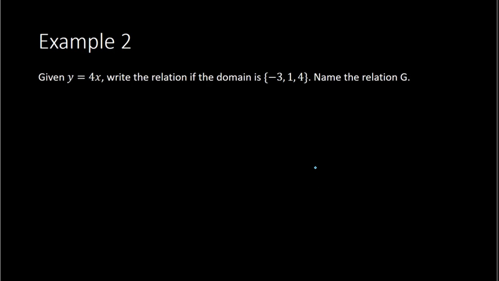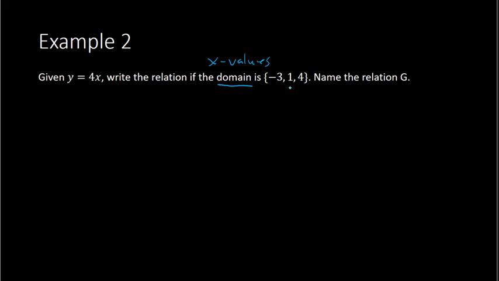Now from here, we are going to continue our conversation of domain and range, but just looking at it in different contexts. So here we have an equation. Given y equals 4 times x, write the relation if the domain is -3, 1, and 4, and name the relation G. Alright, so what we need to do is first remember the fact that domain means x values. So these are my x values, -3, 1, and 4.